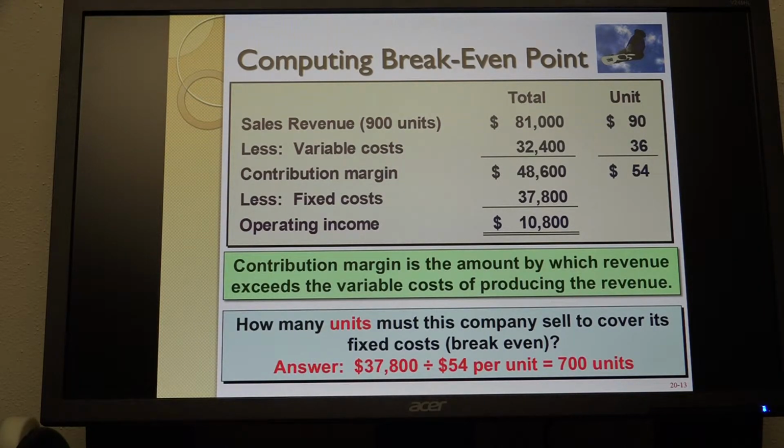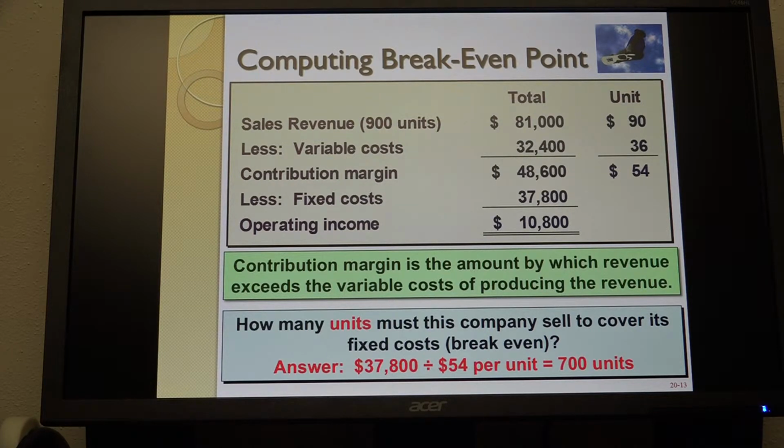Oh, I misspoke. I said gross profit. I meant contribution margin. So sales revenue less variable costs equals contribution margin, not gross profit, less fixed costs equals operating income.